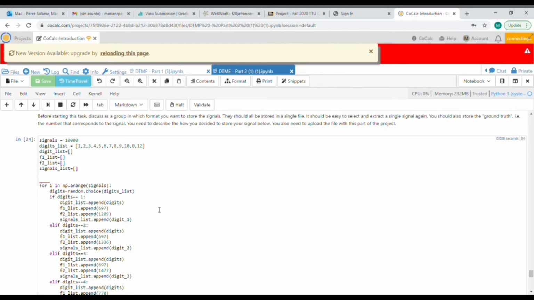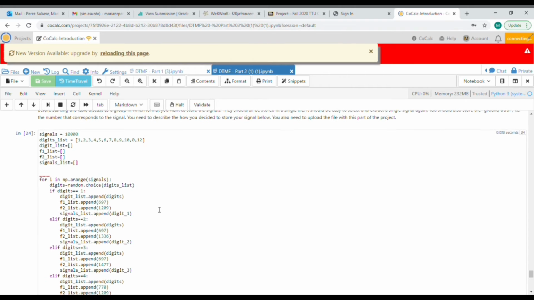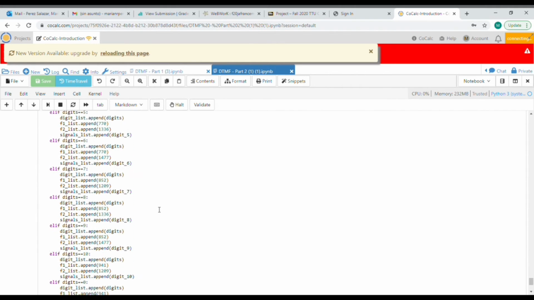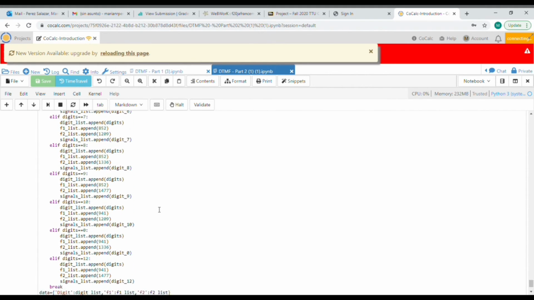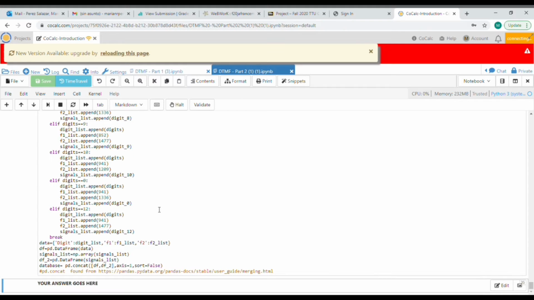For the last part, we discussed how we wanted to store the signals, and I came up with the idea, with the help of the lectures given in class, to create a data frame containing all the signals. However, it was so big that CoCalc said it ran out of storage, and my partner downloaded Anaconda 2020 to her computer to see if it worked like that, and it did.